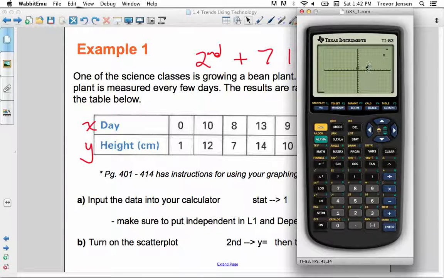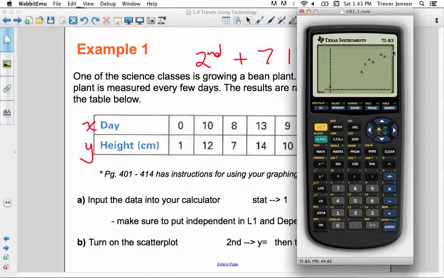You'll see some dots on there, but you'll notice it's not zoomed in properly on your data. So to do that, what you have to do is press zoom, and then number 9, zoom stat, will zoom in on the data that you have entered. So we'll press number 9. And now we'll have all of the data that we have entered, all the points that represent our data.